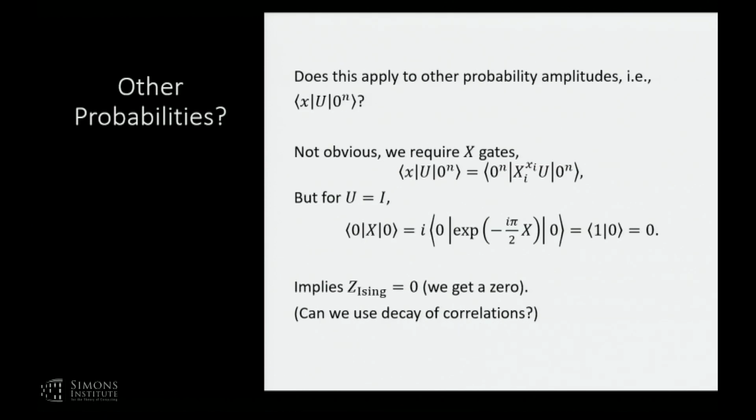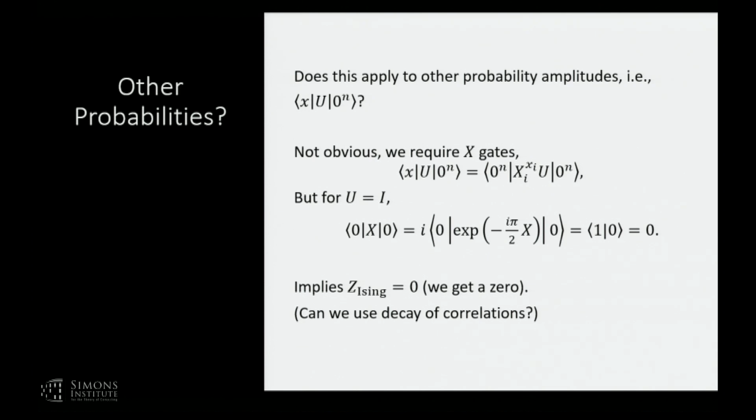Okay, so can we apply this to other probabilities? Because it seems like if your system is such that we can compute one amplitude, then we should be able to compute the other ones. So this isn't obvious, and we haven't managed to solve this yet because we require X gates, which correspond to like pi/2 rotations, so we can't do those anyway. And we know that just having an X gate on just a 1 qubit thing just gives us a 0. And this means the Ising model partition function is 0.